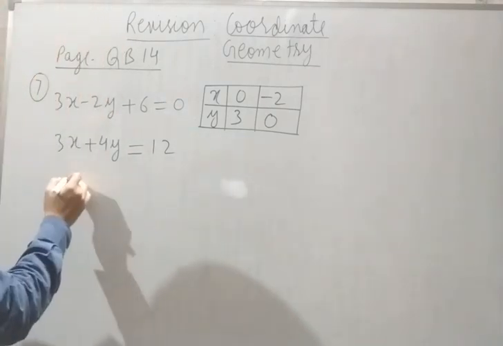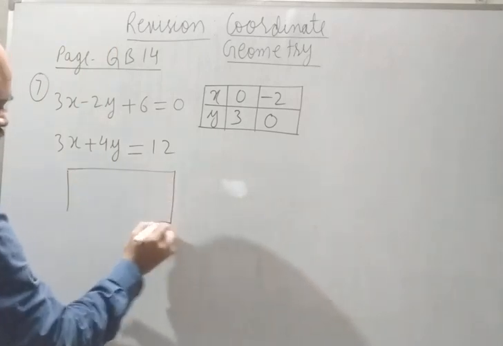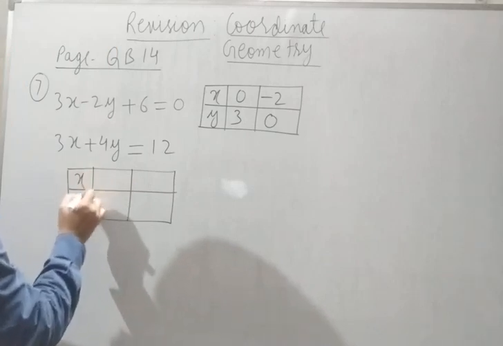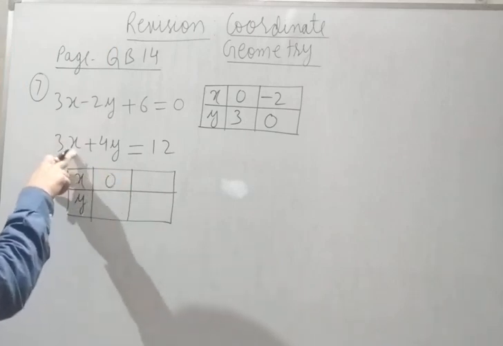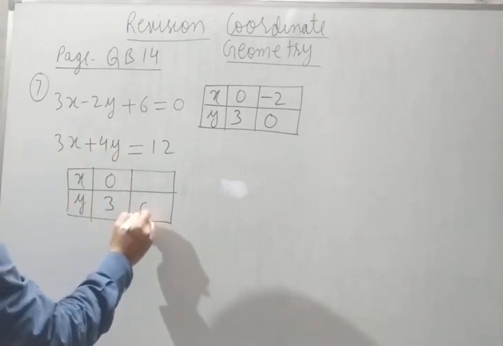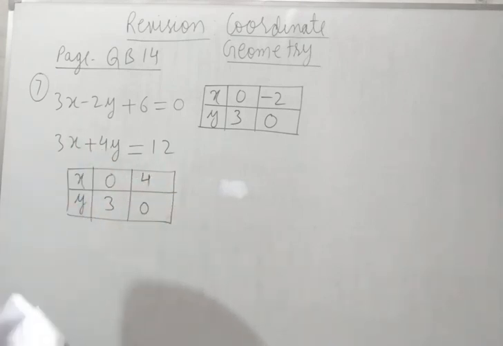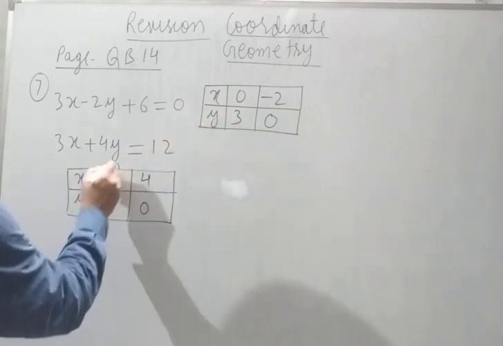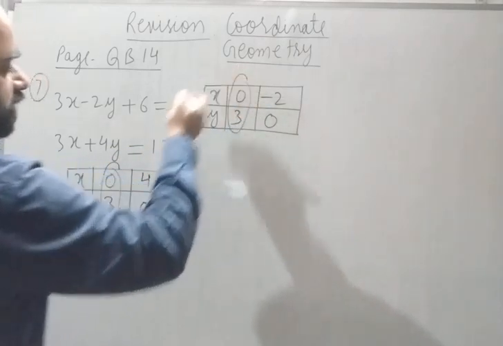For this equation, here we can draw the table. For the other equation, again the same method. If x is 0, y will be 3. If y is 0, x will be 4. Correct? So directly you can see the common point. The common point is 0, 3. That will be the solution.